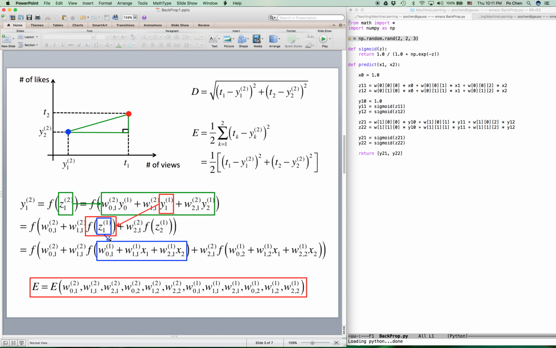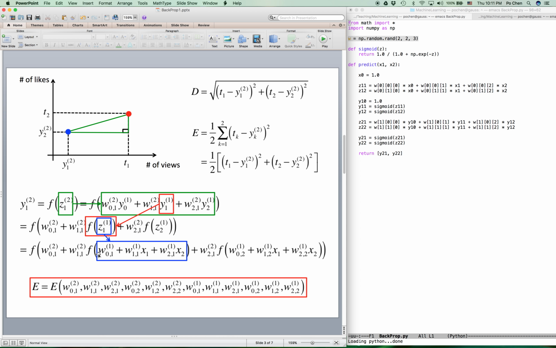Right. So Z11 has this particular expression, right? And you can do the same thing for Z12 here. So Z12 can be expressed like that, right? So both terms can actually be represented by using the inputs and the weights, right?